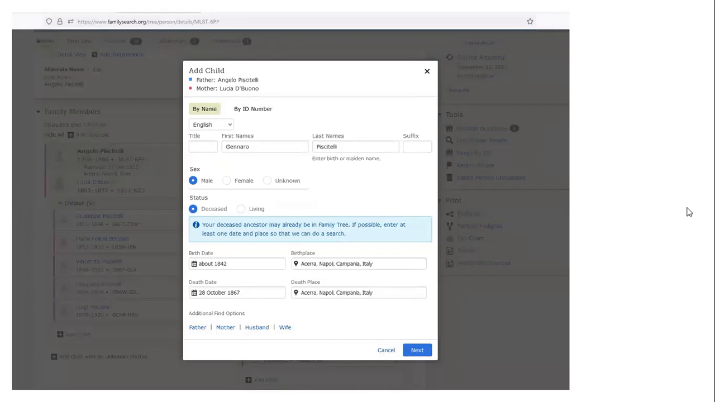So here I was adding a child. If he had a title, perhaps it was Don Gennaro, you could put the title in there. Perhaps he was Gennaro Piscitelli III, the third would go in here. If this were a woman and I did not know the maiden name, we discussed that, you just leave this blank. Let's say it's a child that died as an infant. You don't know the first name, you leave that blank.